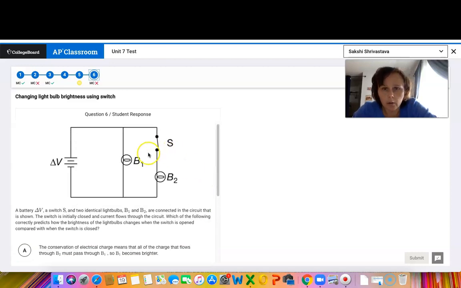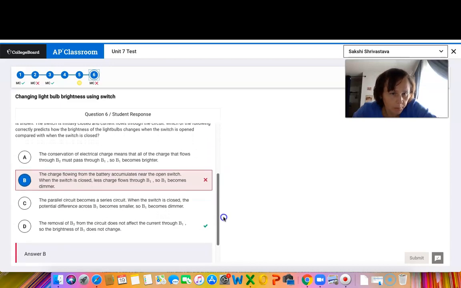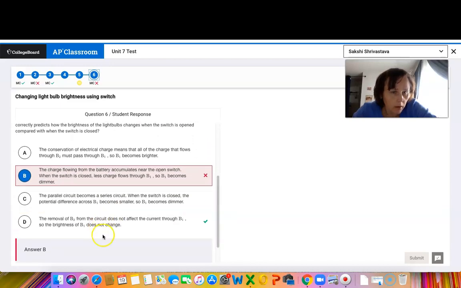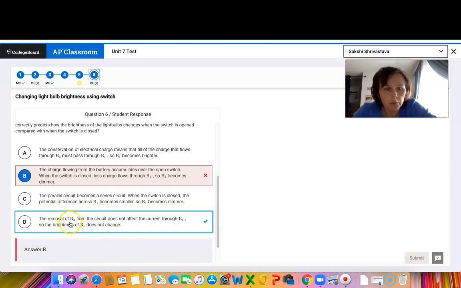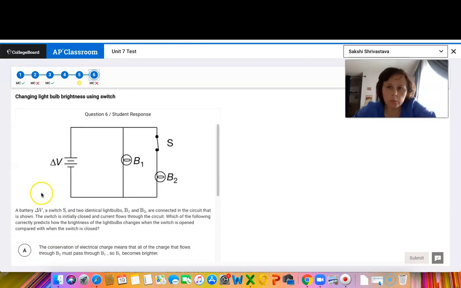Obviously, when the switch is open, there is no current going through B2. B2 is not lit, only B1 is lit. So the correct answer is D. The removal of B2 from the circuit doesn't affect the current through B1, so the brightness of B1 doesn't change.